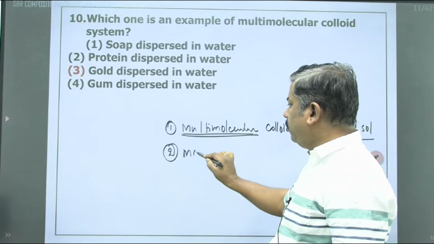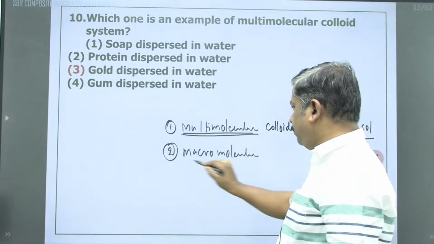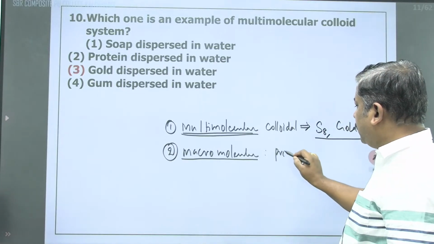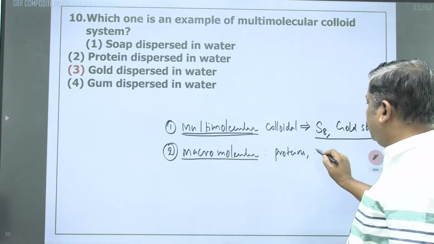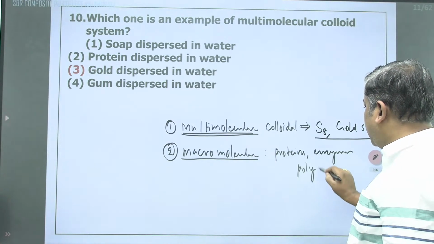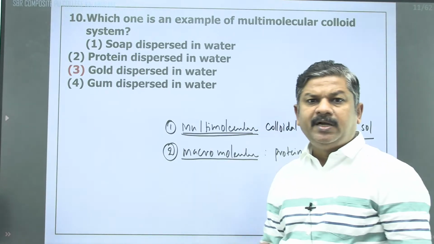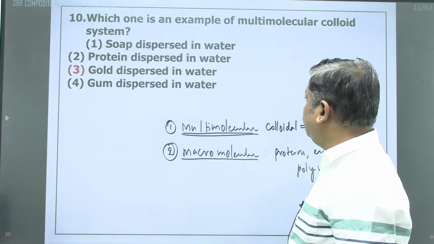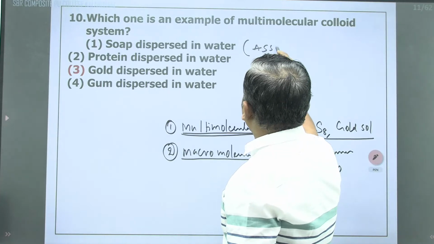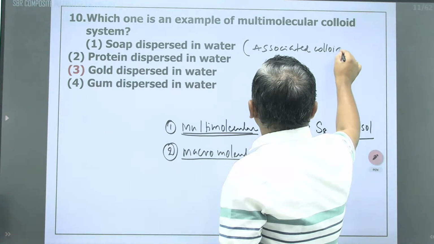Second one is called macromolecular colloids. In macromolecular colloids, you observe the presence of polymers. Polymers may be biomolecules. Proteins are there. Next, enzymes. After that, different types of polymers. All these substances are examples of macromolecular colloids. Third one is commonly called associated colloid. Soap solution is the best example of an associated colloid. Soap dispersed in water is an example of an associated colloid.